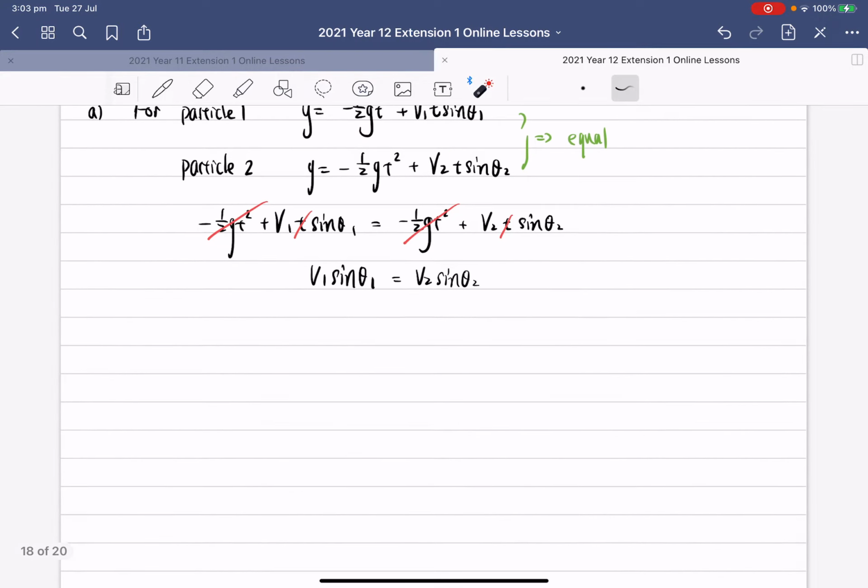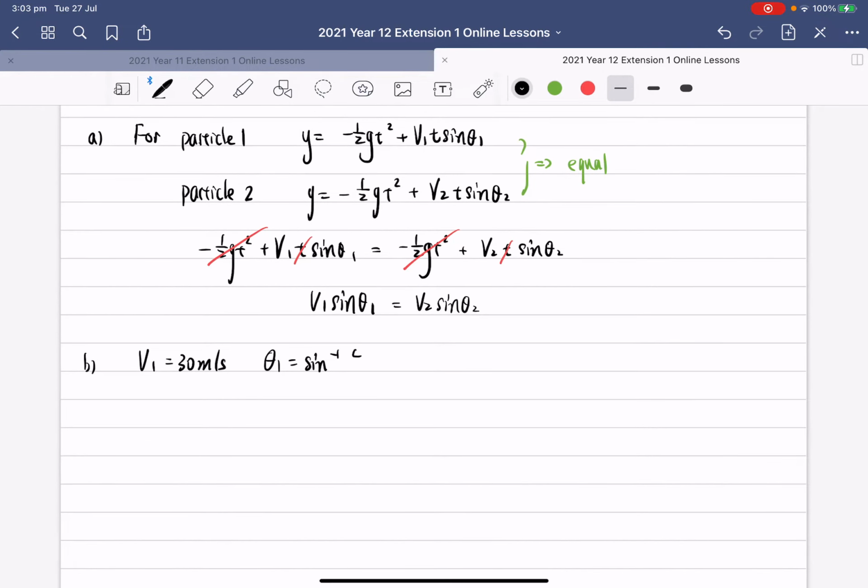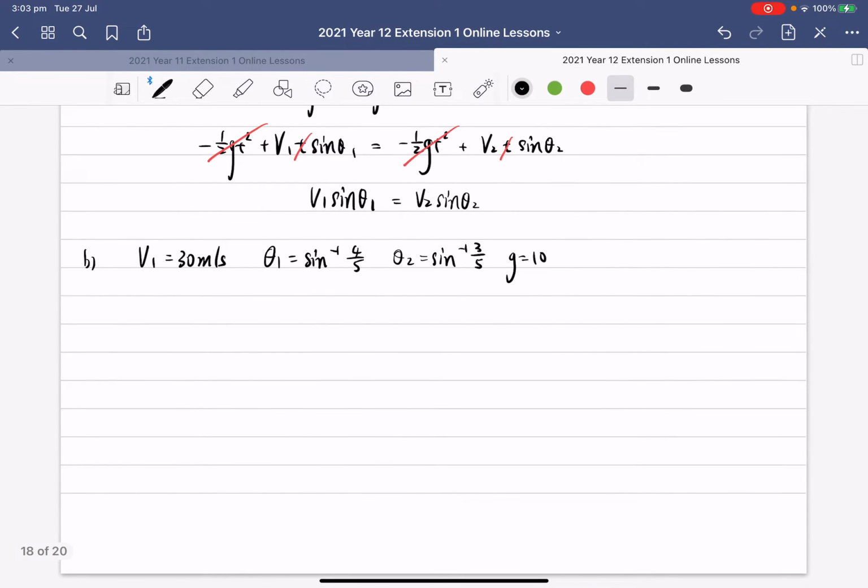So how would you do this question? Well, let's just write down all the information we have. V1 is equal to 30 meters per second. Theta 1 is equal to sine inverse 4 over 5. Theta 2 is equal to sine inverse 3 over 5. G is equal to 10. When the particles collide, we have the information that we have just proved. So in order for us to find V2, all we have to do is V1 sine theta 1 is equal to V2 sine theta 2.